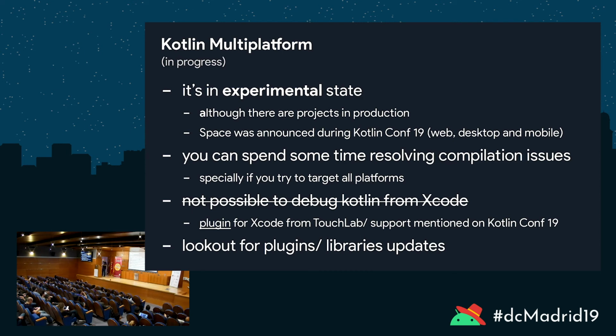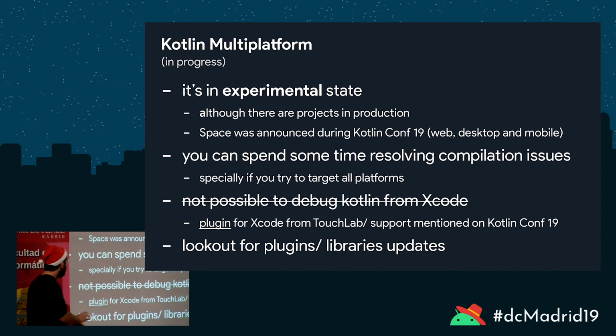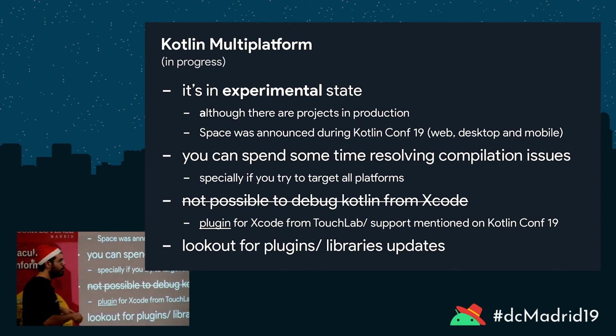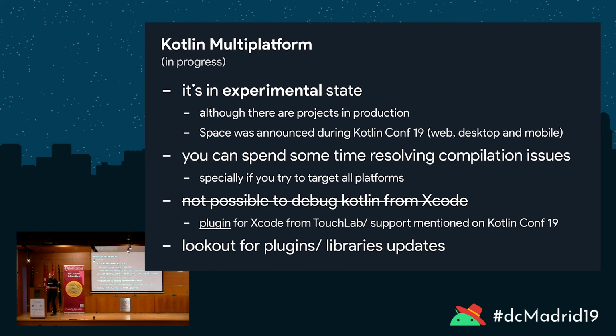We had a really big problem when I started, because there was no way to debug your native code from Xcode. And basically, you need to do prints and debug it from the Android side, which is costly as hell. Fortunately, the people from TouchLab created a plugin that works really well on Xcode, and at KotlinConf they said that they're going to give this support once again out of the box. Look out for plugin and library updates. The community is really strong here, and we're starting to see a lot of good libraries made that you can just use, and they will help you a lot.